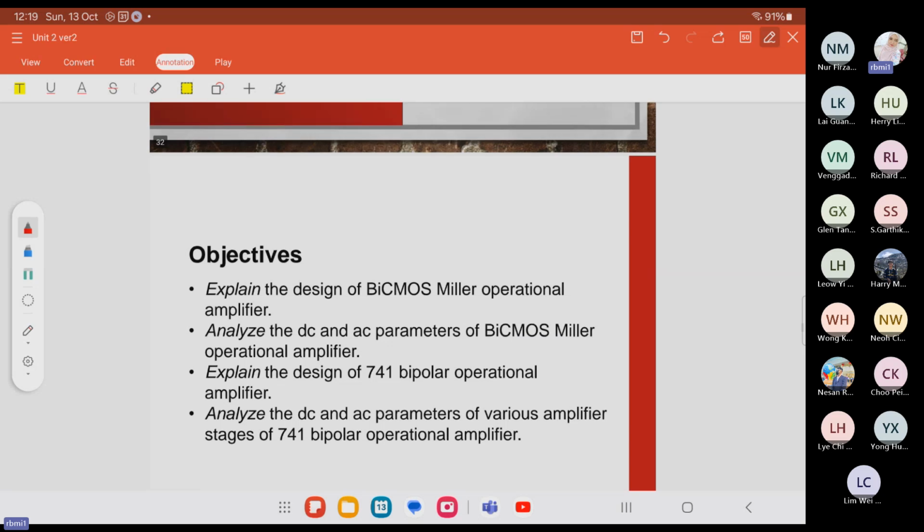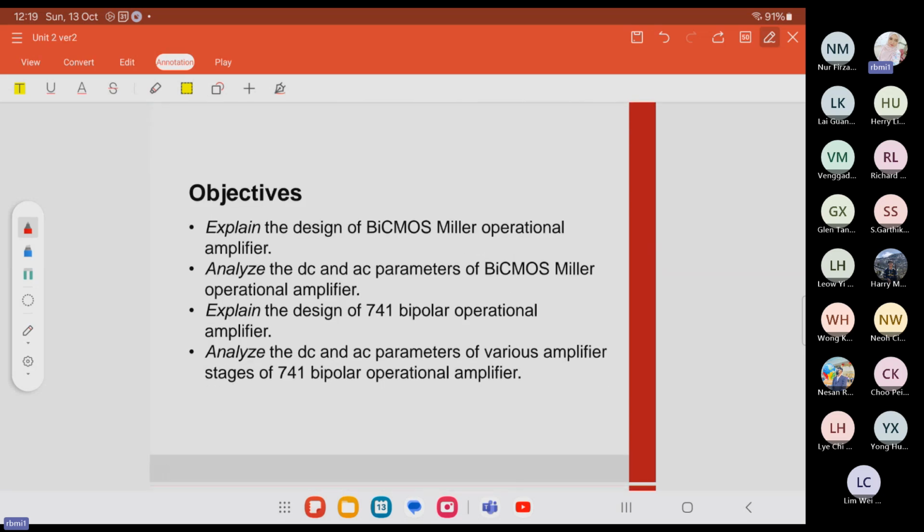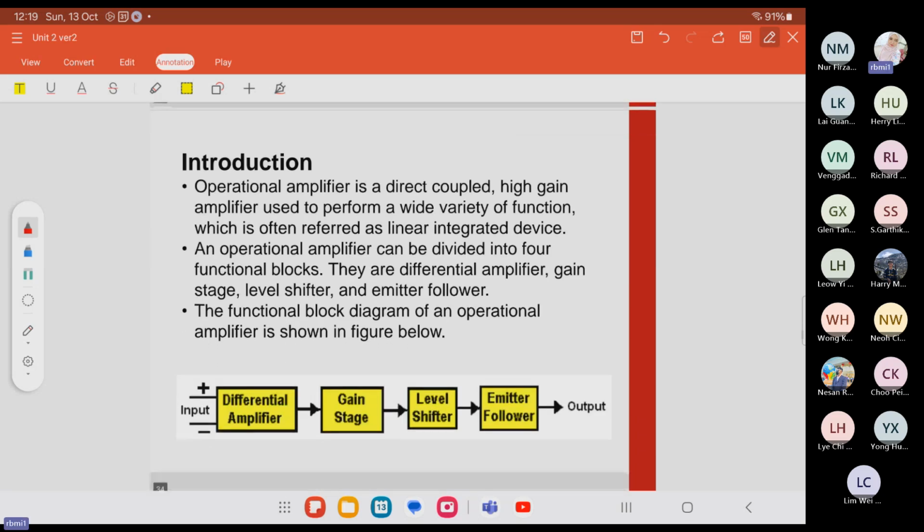Okay, op-amp circuitry explains the design of the bigMOS. Also, we want to go to the 741 bipolar junction operational amplifier. Okay, so here we have the operational amplifier, a direct coupled high gain amplifier used to perform a wide variety of functions, which is often referred to as the linear integrated circuit. So we have a few stages here.